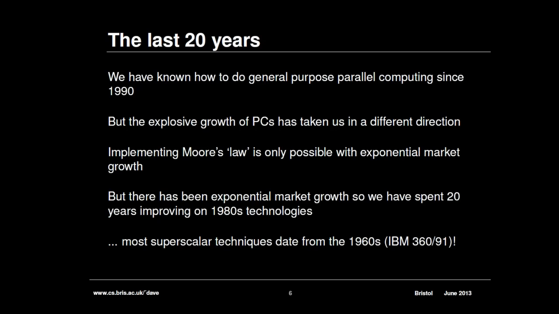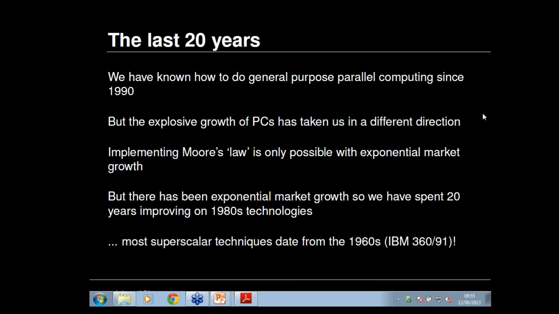Okay. So there has been very rapid growth, as we know, but the result of that is that for a fairly long period between 1990 and 2010 or so, we were not doing an awful lot with parallel computing, just speeding up the sequential stuff using this technology advances.